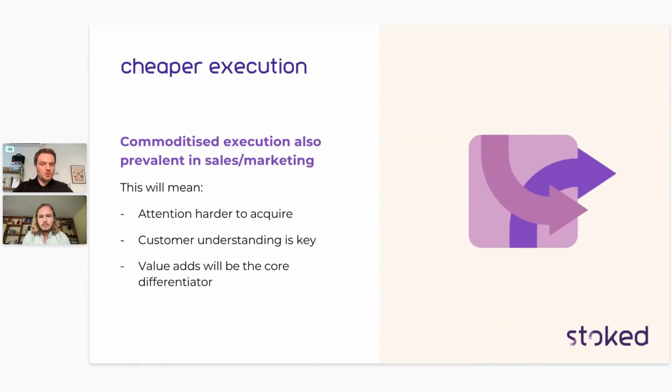And that cheaper execution point is also really impacting the sales and marketing side as well. I don't know if anyone else has noticed, but if you open up LinkedIn or many marketing channels right now, there's a lot of noise there because of the exponentially easier way that you can do output. So I think attention is going to be harder to get. Therefore, the customer understanding again is key, and then the value adds will be the core differentiator, and you only get that by understanding your customer and then building the product strategy relevant for that.